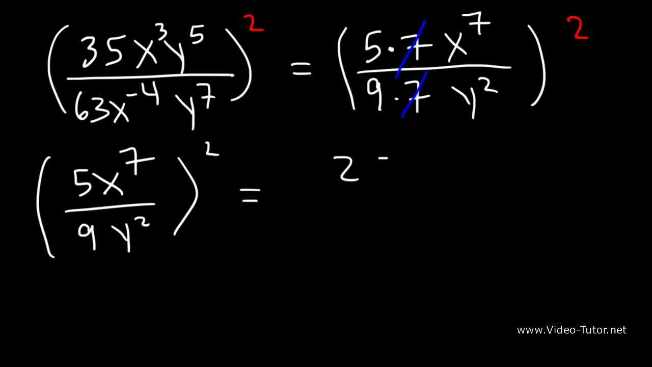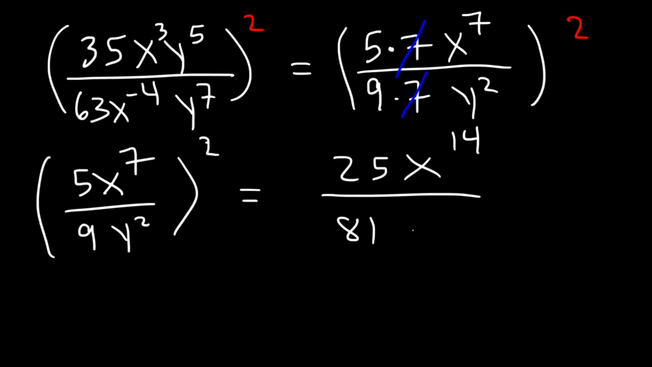5 squared is 25, and x to the 7th raised to the second power is going to be x to the 14. 7 times 2 is 14. 9 squared is 81, and 2 times 2 is 4. So this should be the final answer.